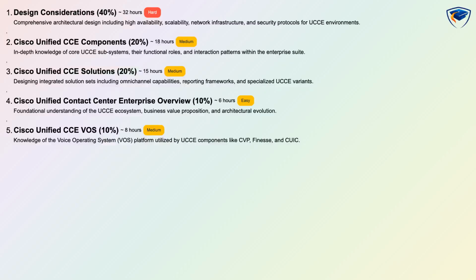Overview of the UCCE exam structure and domain weights is essential for efficient study planning. The exam is divided into design considerations at 40%, Cisco Unified CCE components at 20%, Cisco Unified CCE solutions at 20%, UCCE overview at 10%, and Cisco Unified CCE VOS at 10%. Each domain includes scenario-based or conceptual assessments and specific estimated learning hours to help you allocate study time effectively.